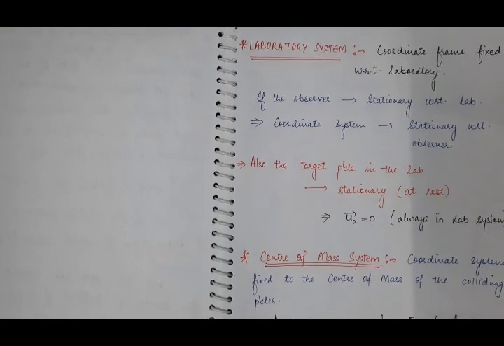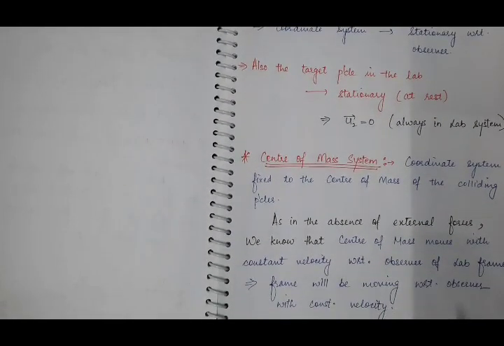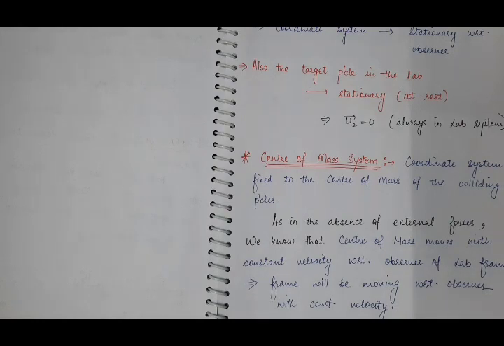Then next comes center of mass system. As the name indicates, it is a coordinate frame or coordinate system which is fixed to the center of mass of the two colliding particles. And we know that if a system has more than one particle, then there will be some center of mass of the system. And if we suppose that the coordinate system is fixed to the center of mass, then that is known as center of mass system.